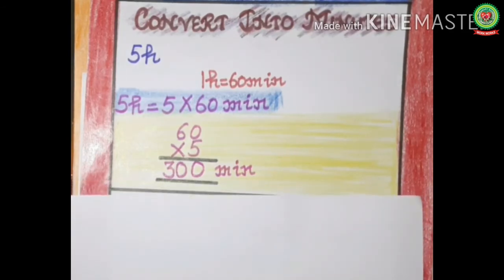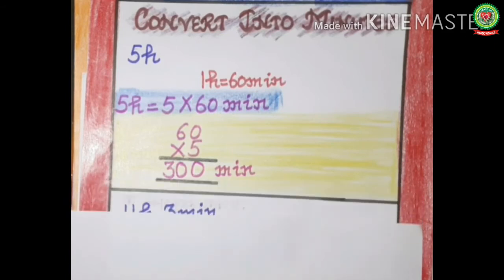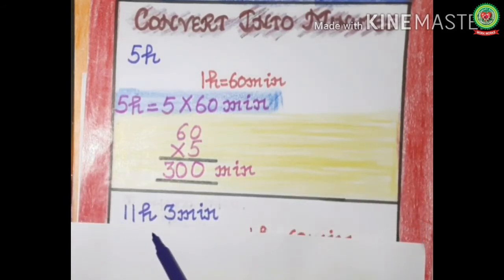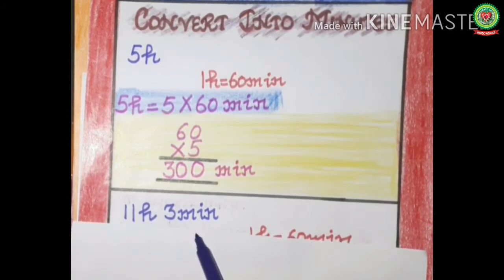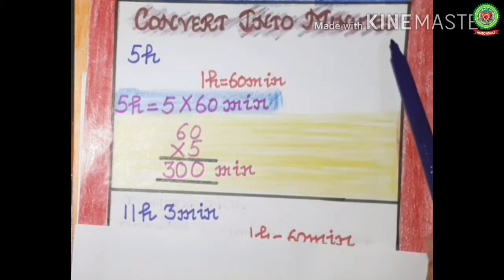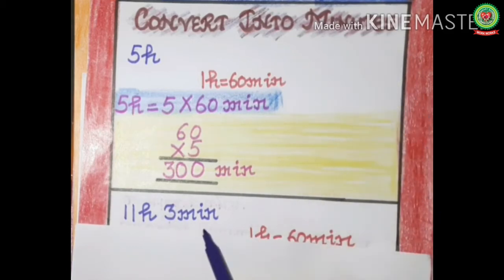Let's take one more example. 11 hours 3 minutes. Now students, you can see in this statement 2 units are given. One is hour and one is minute. So, we have to convert this complete statement into minutes. But students, 3 is already in minutes. So that means we have to convert these 11 hours.